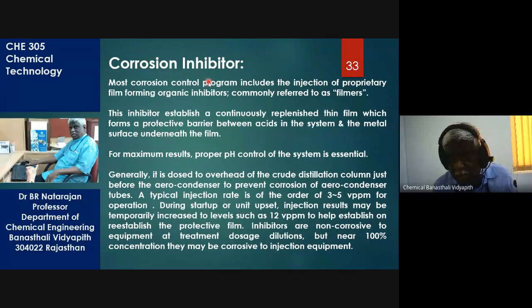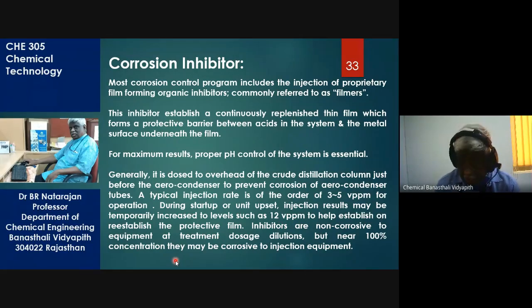Then I add chemicals known as corrosion inhibitors. Corrosion inhibitors are small chemicals referred to as filmers, which means they form a thin film. It's like a bodyguard. It gives a protective layer to the equipment so that the material of the equipment will get saved. This is also added in very small quantities, 12 ppm, etc.